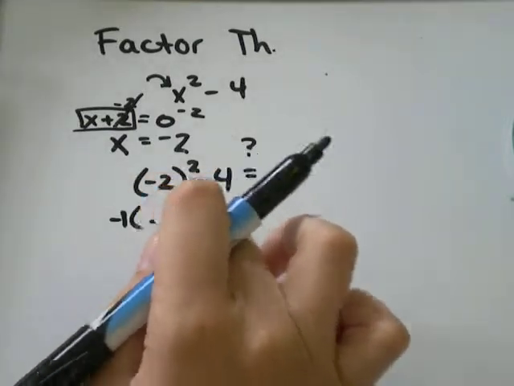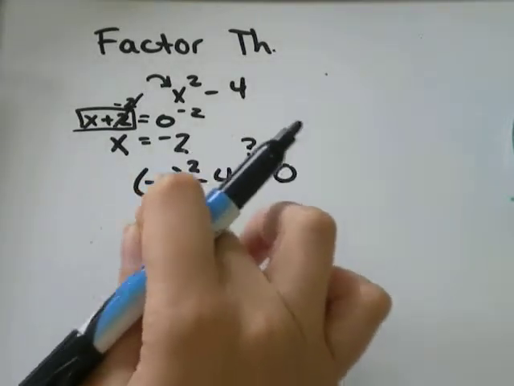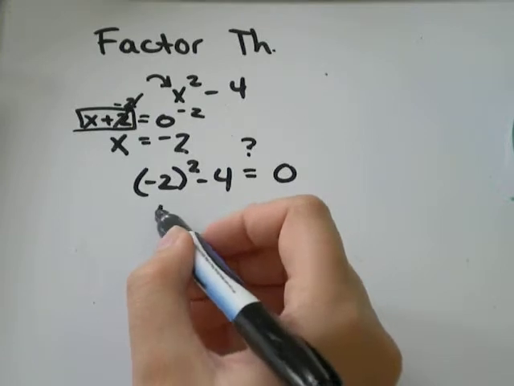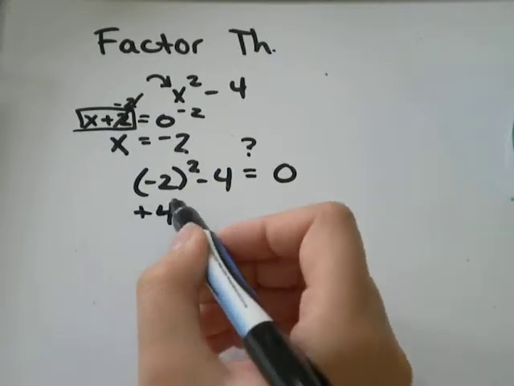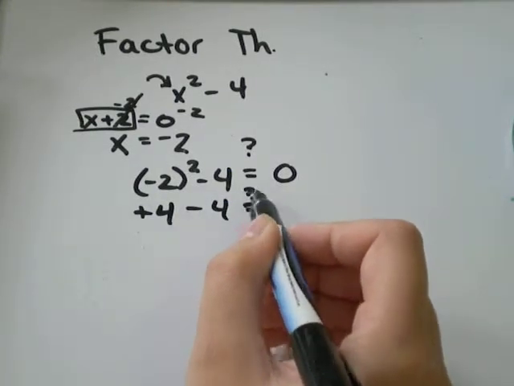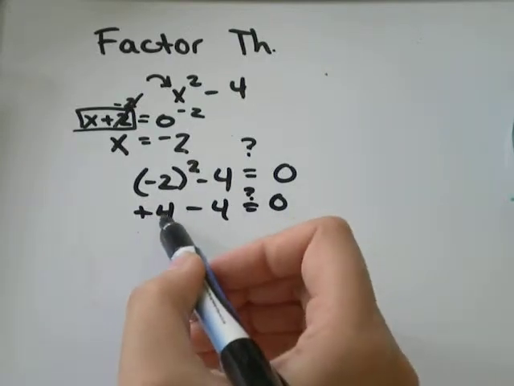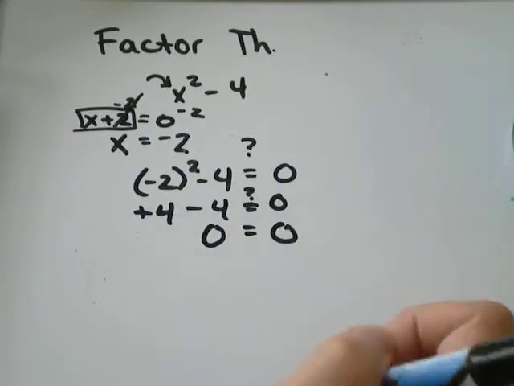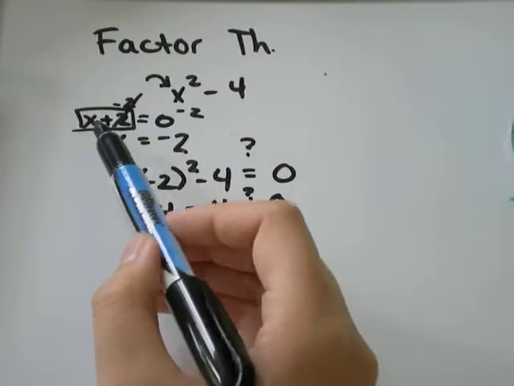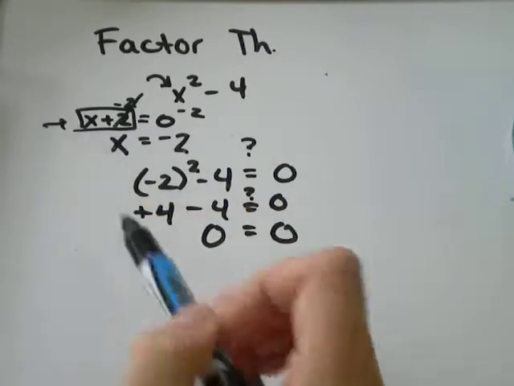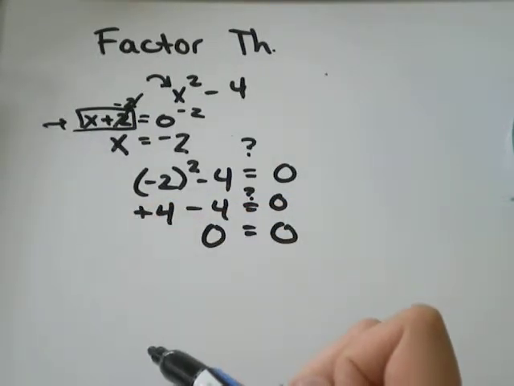It's different. Negative 2 squared means negative 2 times negative 2. 2 times 2 is 4. Negative times negative would be positive. Does that equal 0? Positive 4 minus 4 equals 0. If 0 equals 0, then you know x plus 2 was a factor.